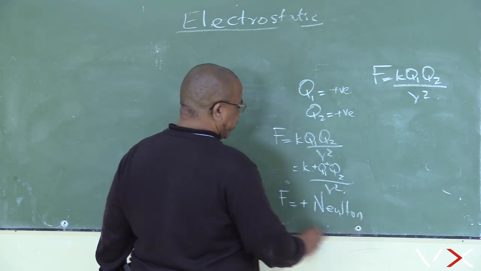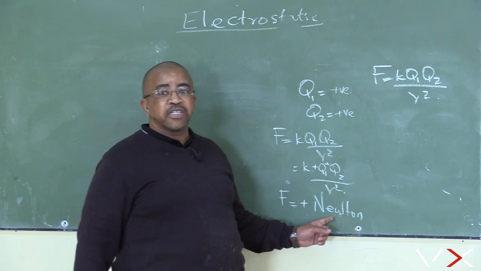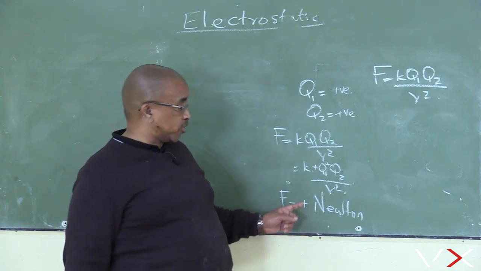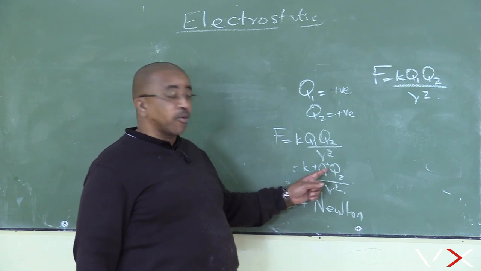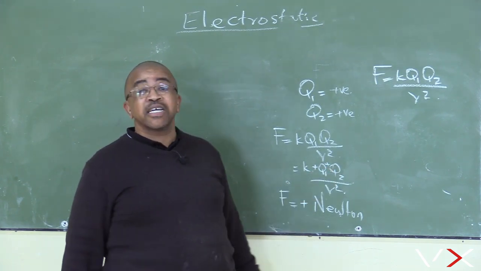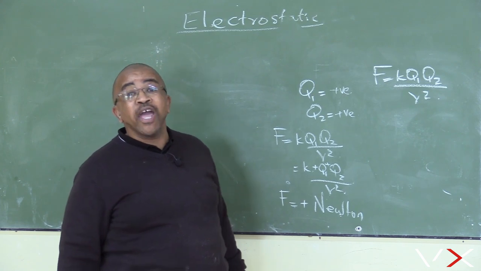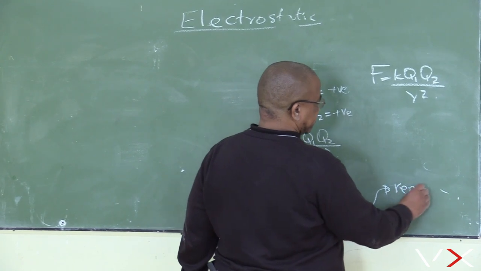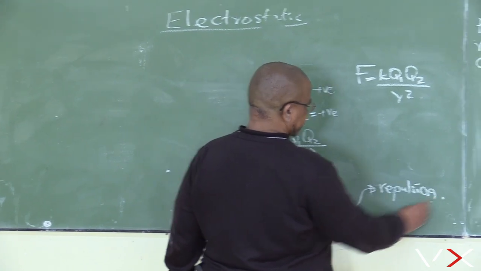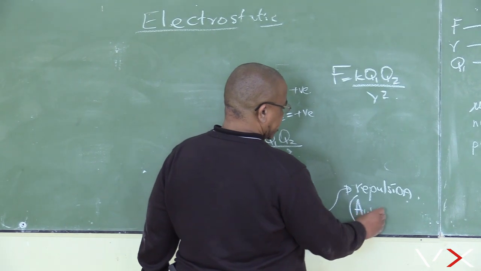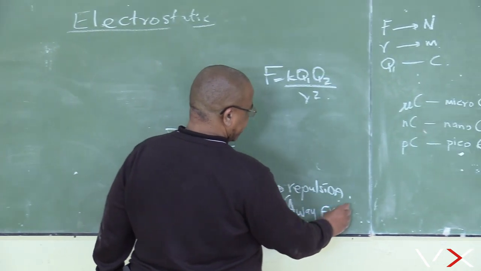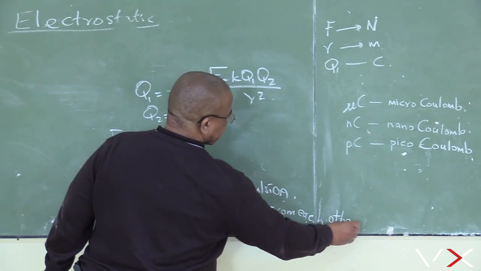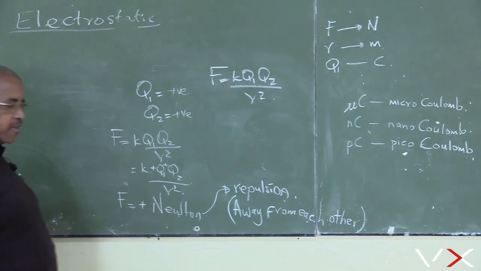Okay. So if the sign of the electrostatic force is positive, it means yabona positive no positive as funan, which means it's repulsion. Away from each other. Repulsion, or we can say away from each other.